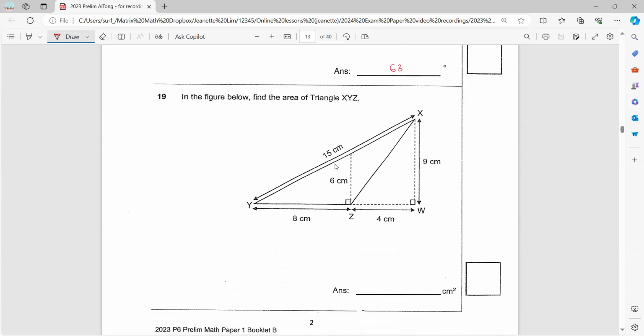Question 19. In the figure below, find the area of triangle XYZ. Okay, this triangle here. Now, the question is testing how you find the area of a triangle. Where is the base? Where is the height? So take note that the base must be one side of the triangle and the height must be perpendicular to the base. Okay, so you see a right angle over here.